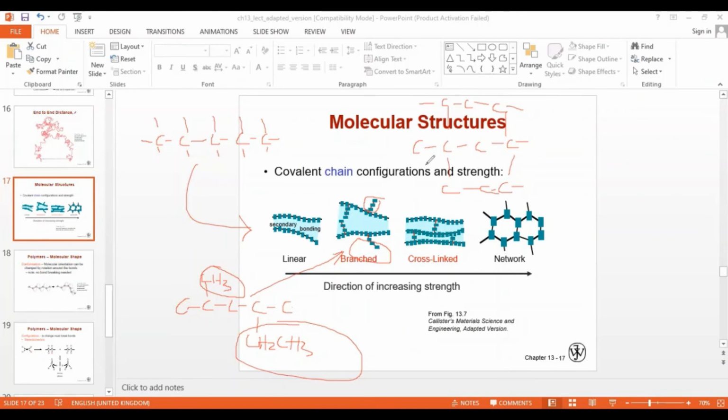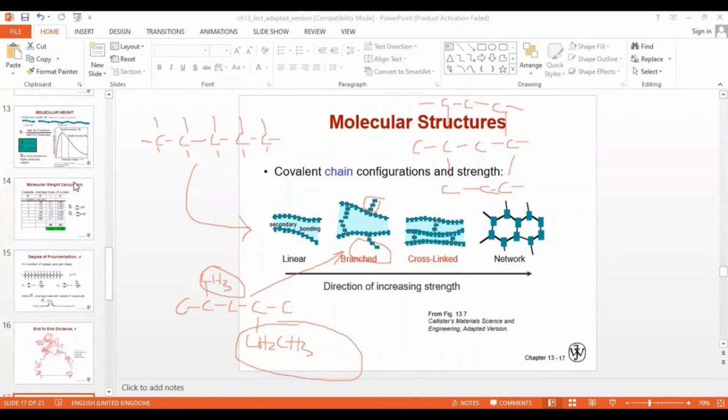Then I have network, right? So network, it is like high strength, right? So strength wise, this is first, this is second, this is third, this is fourth. So strength is decreasing this way, and the strength is increasing this way, the direction of increasing strength. So from linear to branch to cross-linked network, the strength is increasing this way, right? So network usually means the phenolic content, benzene and other things, they all will form this network, right?